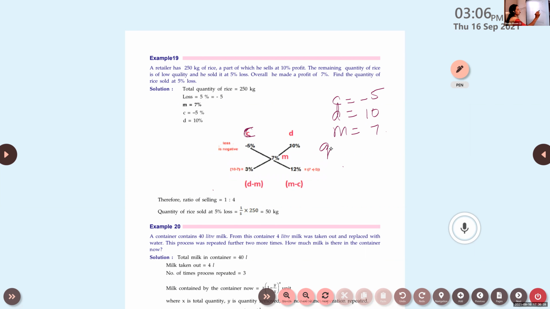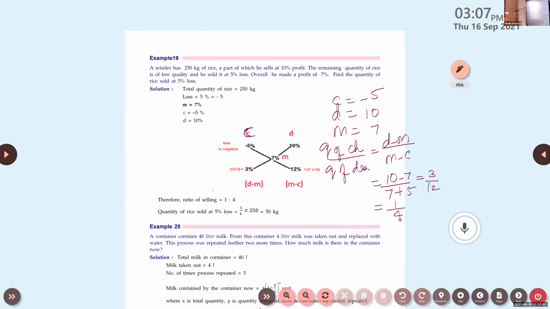So the quantity of the cheaper one by the quantity of the dearer one is equal to, what is the formula we have learned? D minus M by M minus C. Is it correct? So that is equivalent to, what is D here? 10 minus 7 by 7 minus of -5, 7 plus 5. So we get 3 by 12, which will be 1 by 4. So the ratio is 1:4.